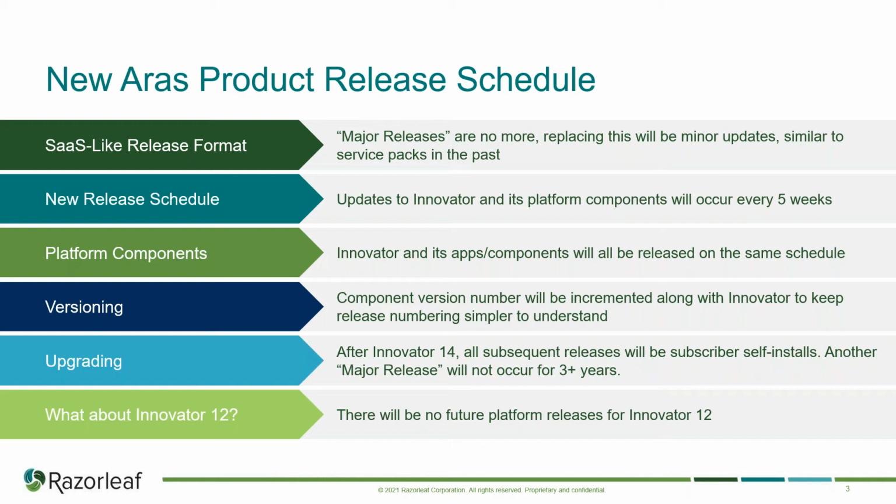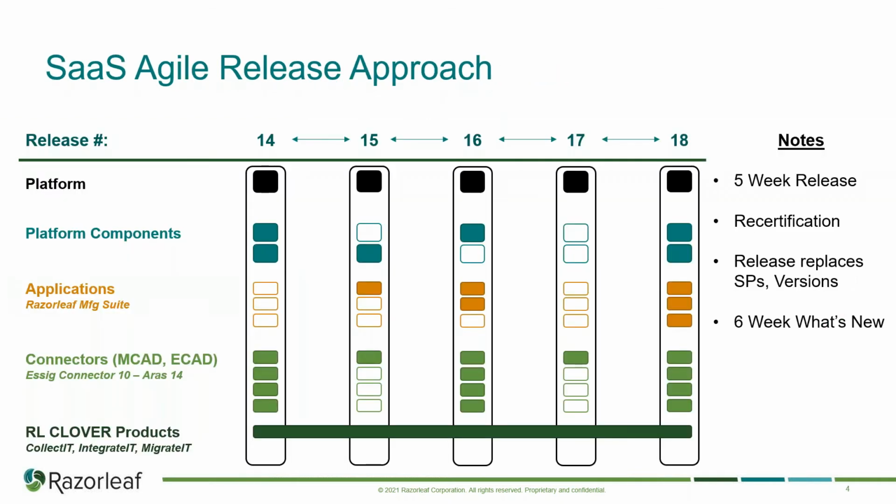And then what about 12, right? Where we're at on 12 today will be the last update of 12. So when we look at the visual slide, let's go ahead and flip over to that. If you look at 12 today, that will be the last version of 12. And then moving forward, after that 14 upgrade, you'll go 15, 16, 17, 18.